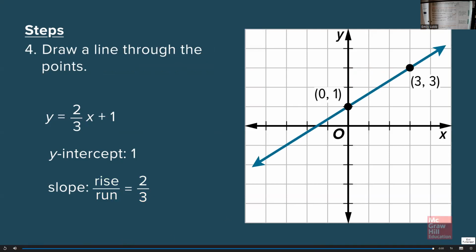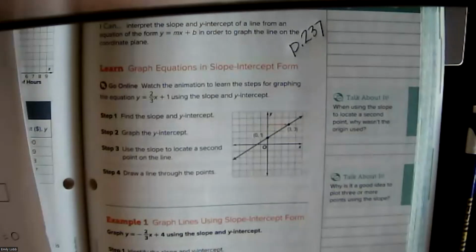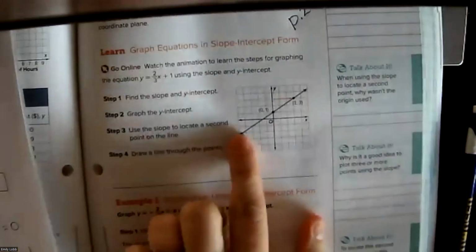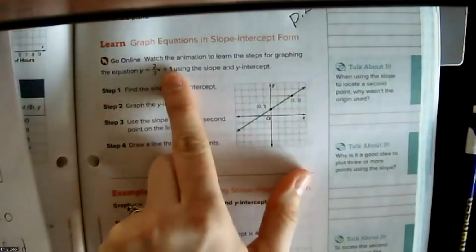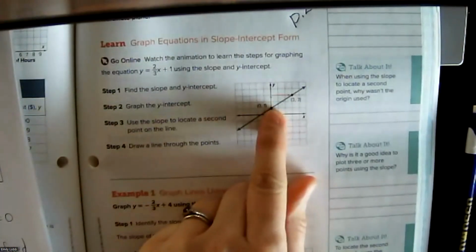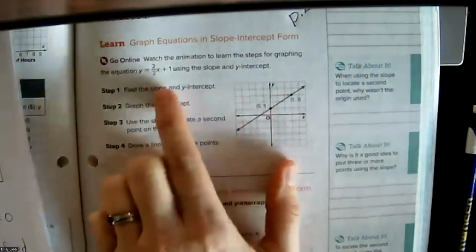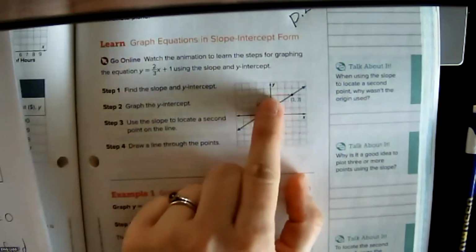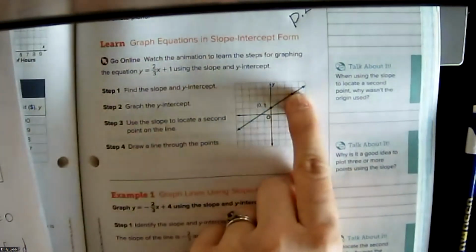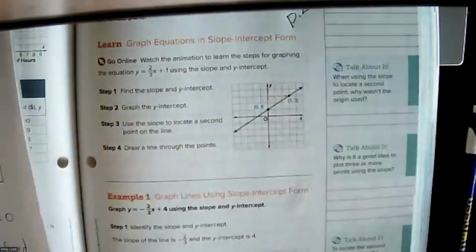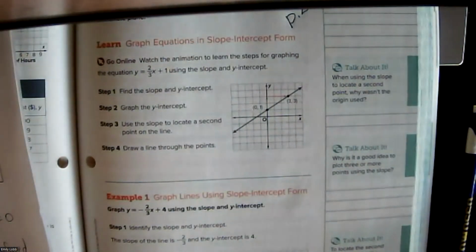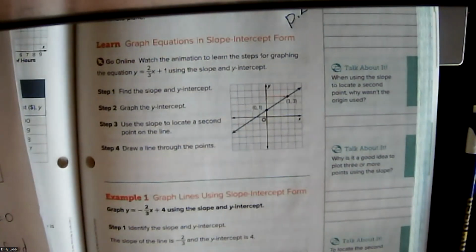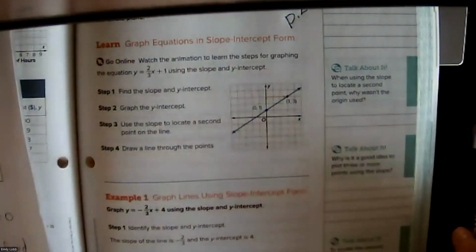All right, pretty straightforward, right? So that is what they did here. They graphed the y-intercept of 1. Then they used the slope. Remember, 2/3, up 2 over 3. And they got the second point. They used that to draw a line. Remember, that's not a line segment. Lines go infinitely in both directions. So that's why we use those arrows there.